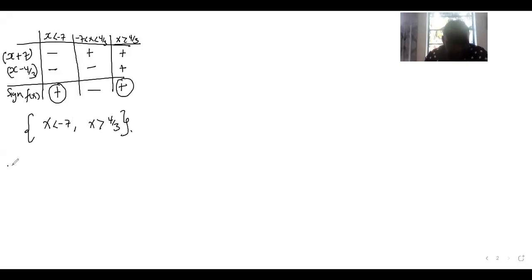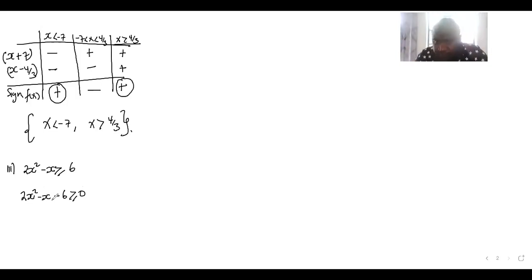Then there is question 3, which says 2x squared minus x is greater or equal to 6. So this can be written as 2x squared minus x minus 6 is greater or equal to 0. Someone factorize this. What do you get? X minus 2 and x plus 3 over 2. So this is greater or equal to 0. Now the critical points are x is 2 and x is equal to negative 3 over 2.